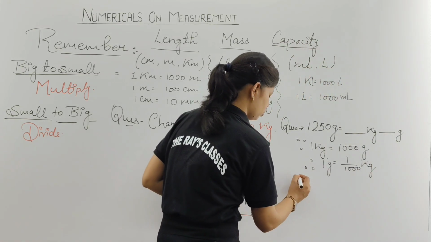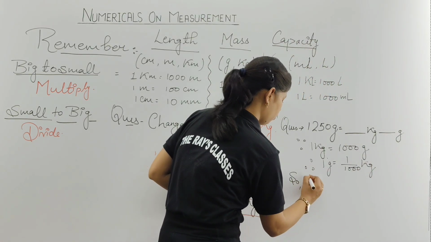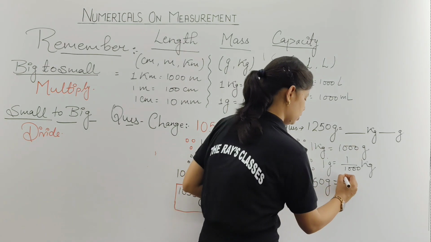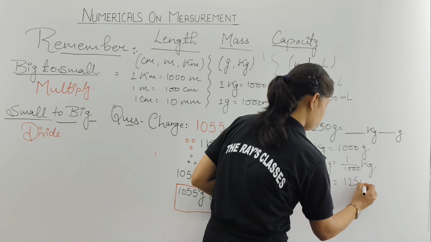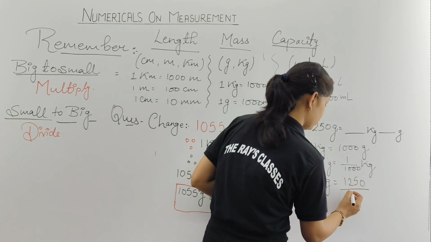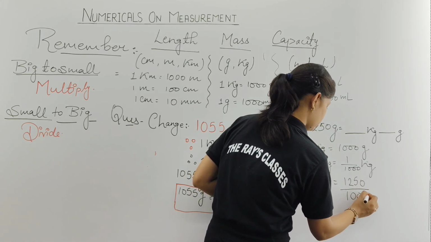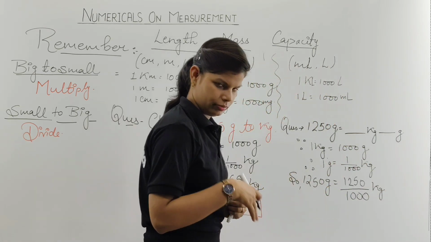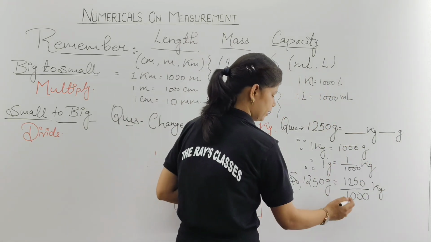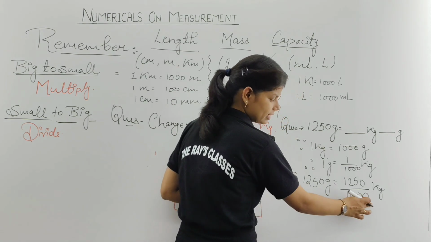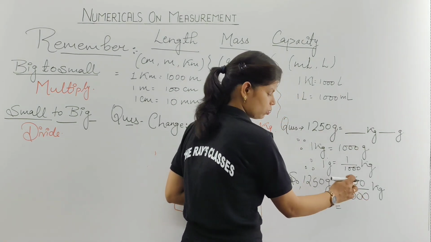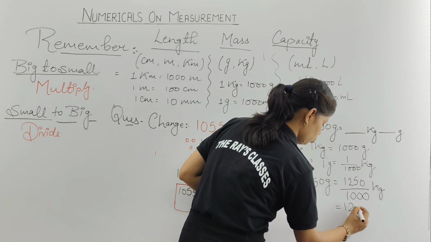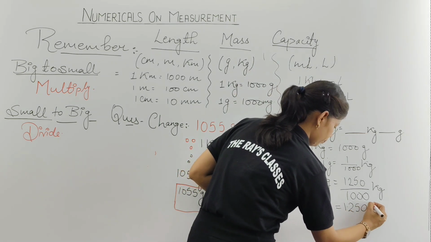Therefore, 1250 gram equal to what? 1250 divided by 1000. If I write kg, then also no problem. I'll tell you the way, because here we have written kg. Now you will see just after that, I am going to put it as 1.250 kg.